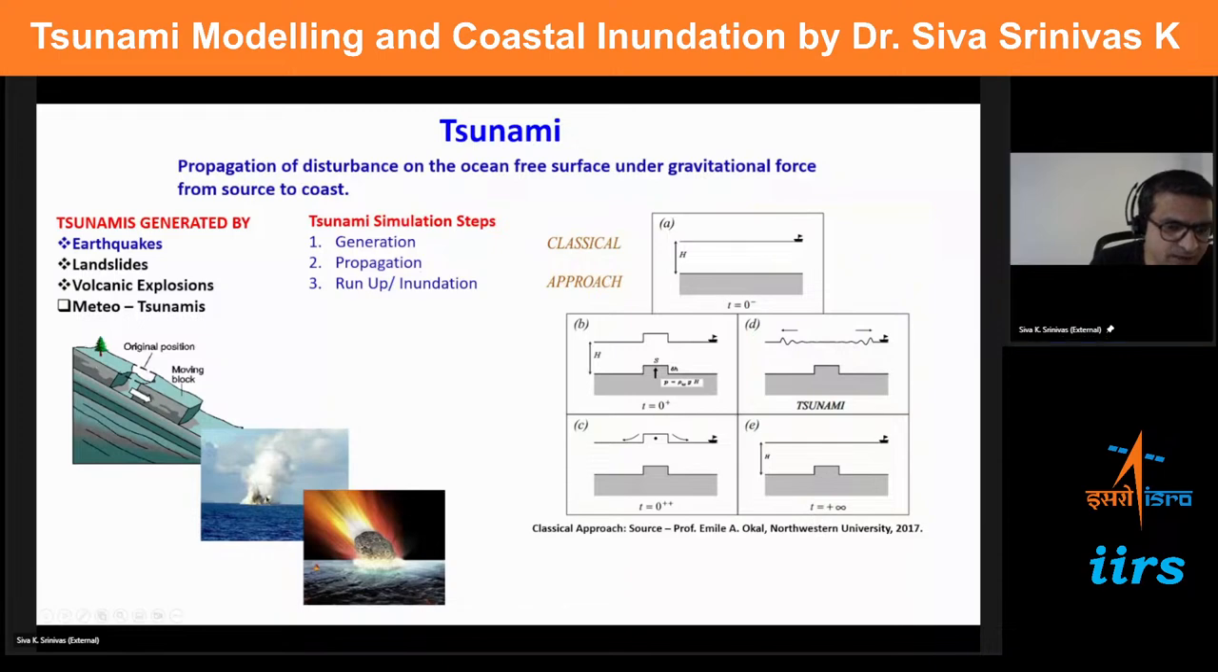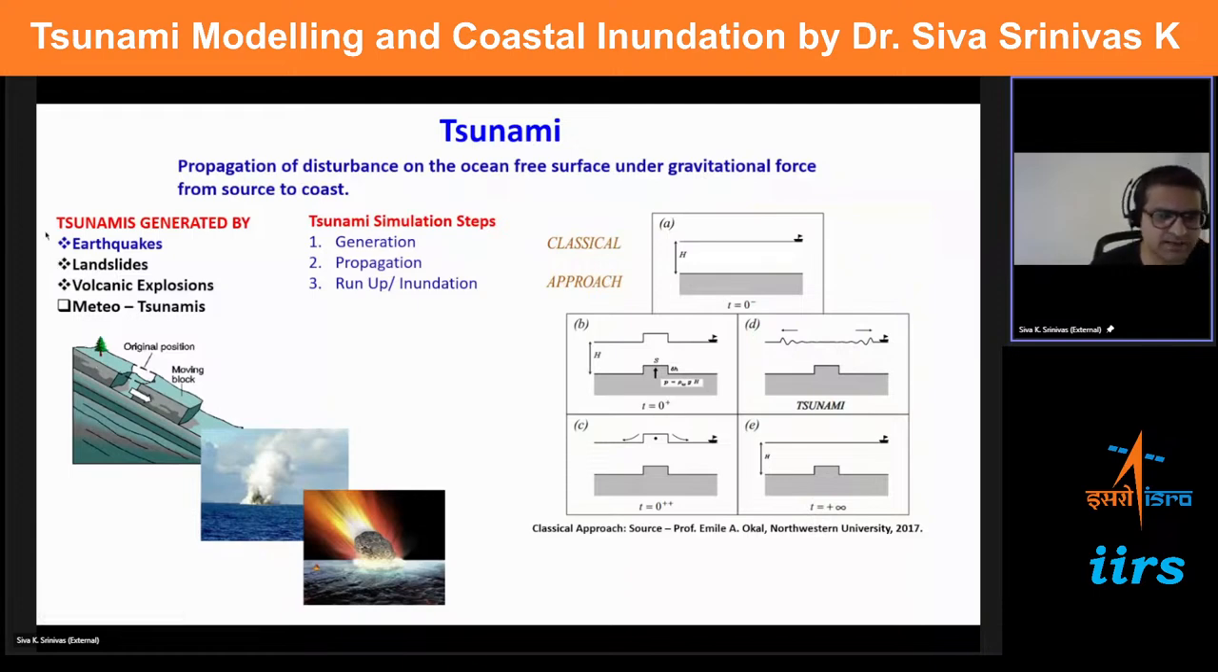Or under the seabed, there might be a volcanic eruption. This volcanic eruption will create disturbance, leading to deformation. Under gravity, the deformed wave propagates. It might lead to inundation. Or there might be a huge extraterrestrial object falling, which might lead to generation. Again, there will be disturbance, it might propagate, and might lead to inundation. So tsunamis can be generated by various events like earthquakes, landslides, volcanic explosions, or meteor tsunamis.